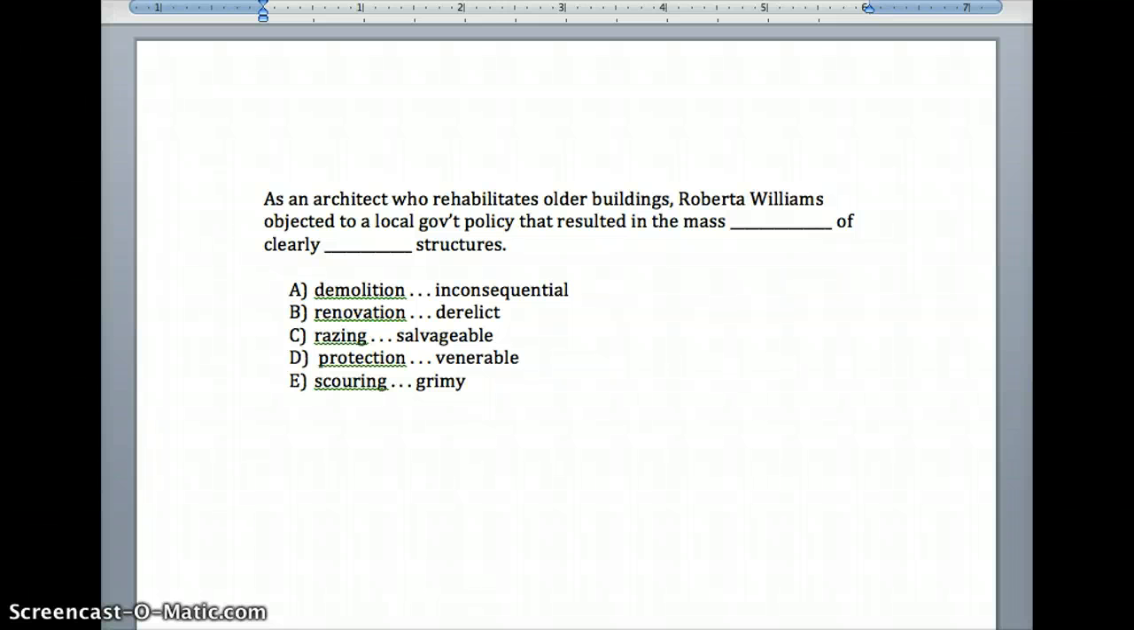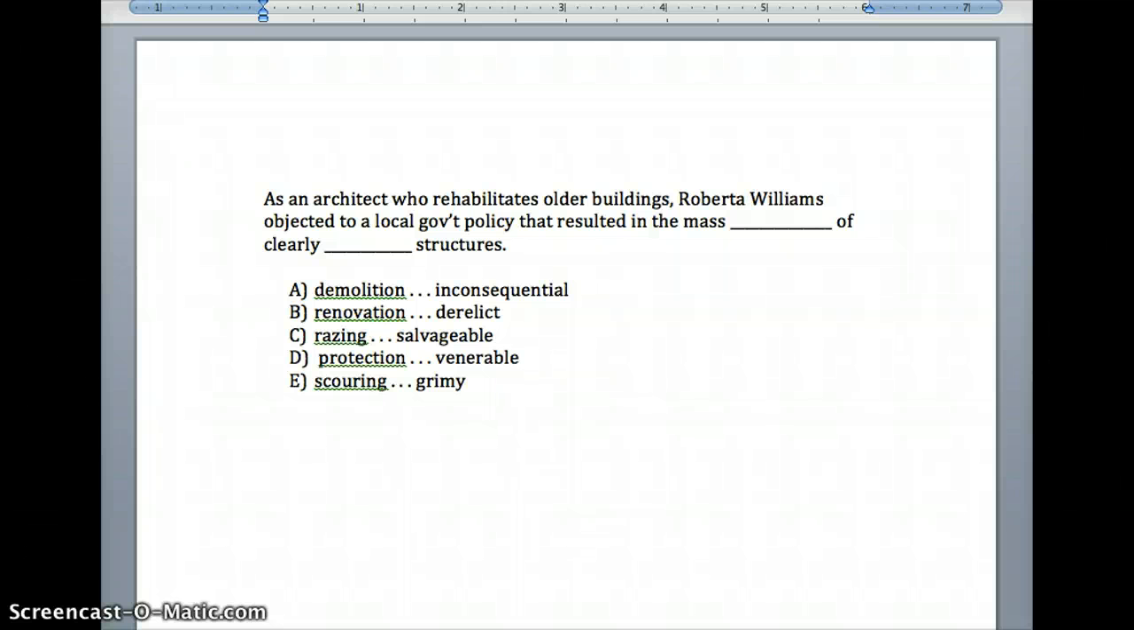Now, if you look at the first part of the sentence before the comma, "as an architect who rehabilitates older buildings," and stop there. The sentence gives you a clue already. The person that begins the subject of the sentence, Roberta Williams, is an architect who rehabilitates older buildings.